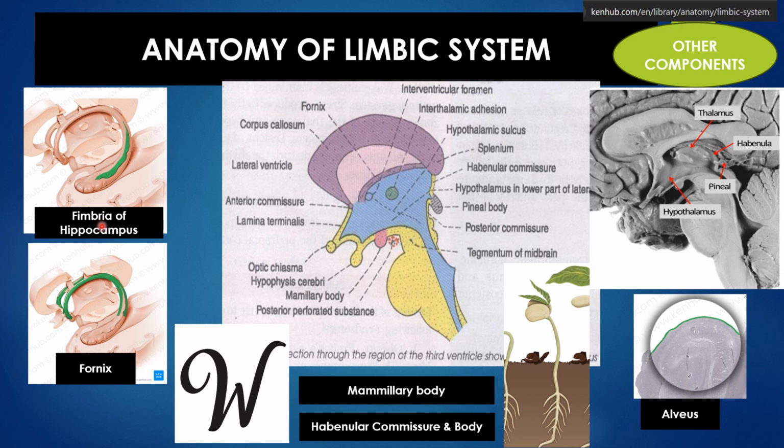So we saw the fimbriae of the hippocampus, we saw the fornix, we saw the mammillary body, we saw the habenular commissure, and we saw the habenular body. Last structure, which is more of a scarlet pimpernel, is the white matter which is going to surround the hippocampus roof. That is called the alveus. So in the other components, we have the alveus, mammillary body, habenular body, fornix, and fimbriae of the hippocampus. So we saw the limbic lobe, we saw the subcortical component. Now we are seeing the other components.